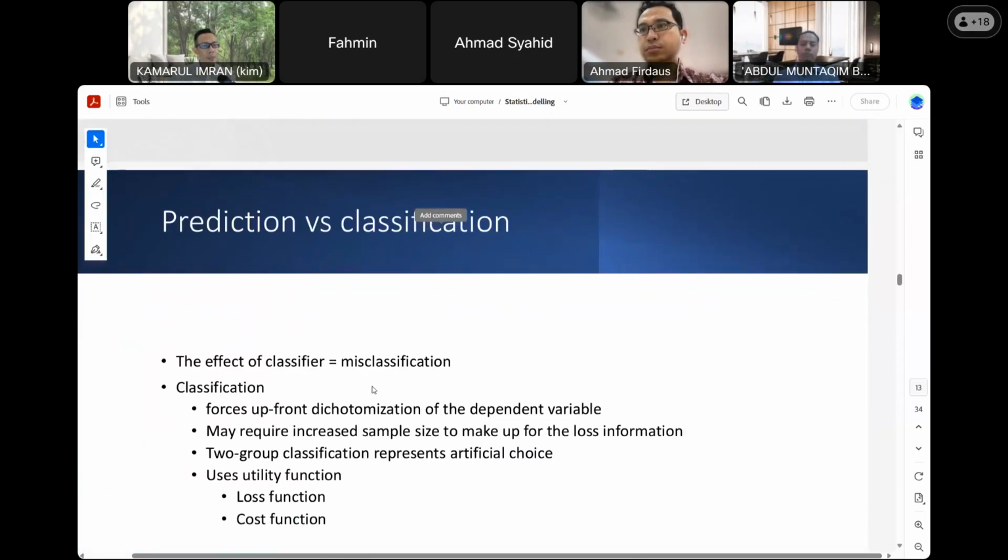Prediction versus classification. Right. So this one is another, I think maybe 7, 8 years ago, when you know about linear regression, logistic regression, Cox proportional hazard regression, okay lah, enough lah, you know. Tapi now, I think you know about machine learning kan. So people are talking about machine learning kan, deep learning lah, you know, ChatGPT lah, large language model lah. So what they are talking about is this lah, you know, prediction using machine learning, for example.